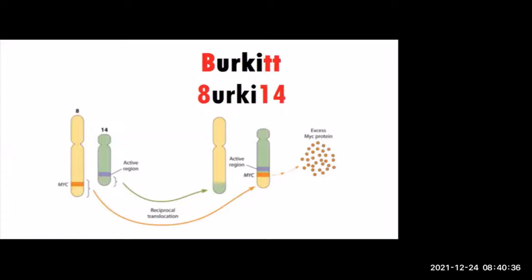So why does a c-MYC translocation happen in the first place? One of the hypotheses is that an infection such as EBV, or malaria in African endemic regions, immortalizes the B cell, and therefore increases the chances of translocations, therefore Burkitt's lymphoma.